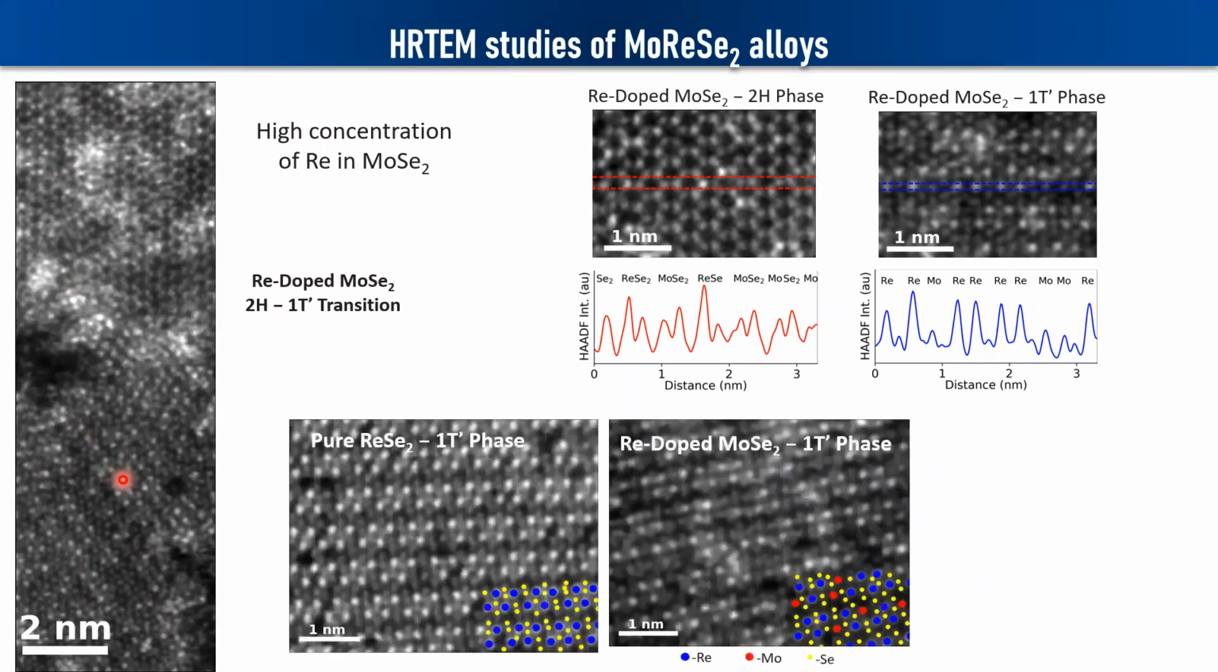So this is the STEM image for the 1T prime phase of pure ReSe2, and you can compare that with the rhenium doped MoSe2, where the rhenium concentration is close to 80%. And you can see that there is a clear structural transition that has taken place.